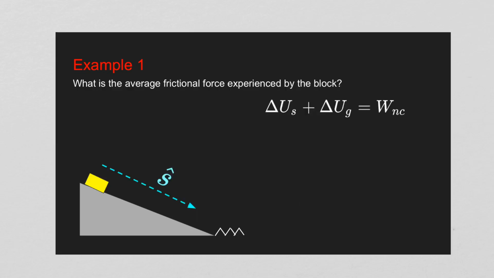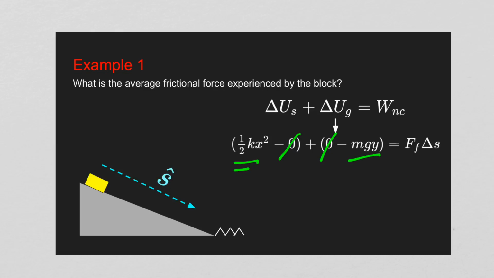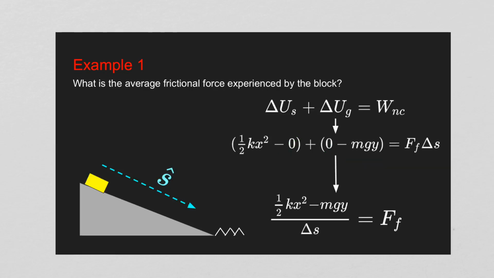So if I look at this, I'm going to set up a coordinate system. I'm going to start with S pointing down the ramp. Then I'm going to say, oh, my spring's not compressed at the beginning. I'm at the ground at the end. So the only two things I have to worry about are my spring energy final and my gravitational potential energy at the beginning. And this is F ΔS. We rearrange this.